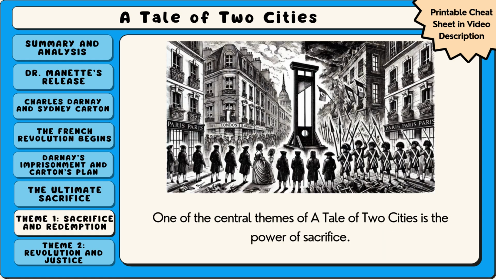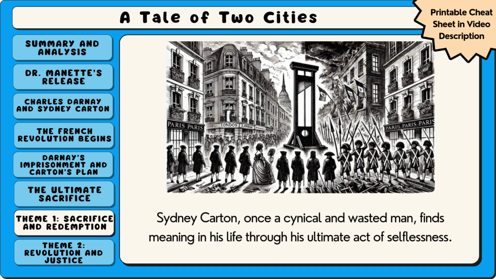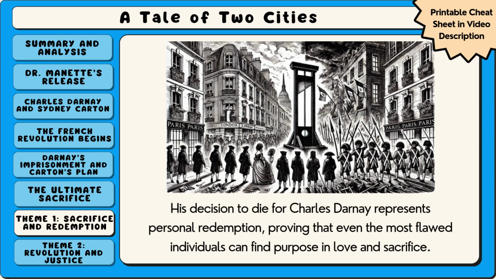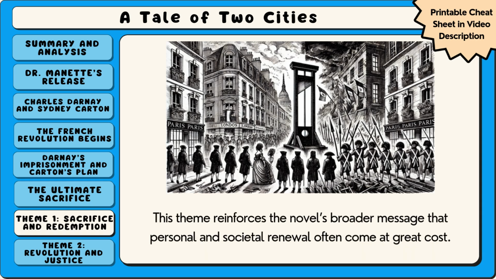One of the central themes of A Tale of Two Cities is the power of sacrifice. Sidney Carton, once a cynical and wasted man, finds meaning in his life through his ultimate act of selflessness. His decision to die for Charles Darnay represents personal redemption, proving that even the most flawed individuals can find purpose in love and sacrifice.